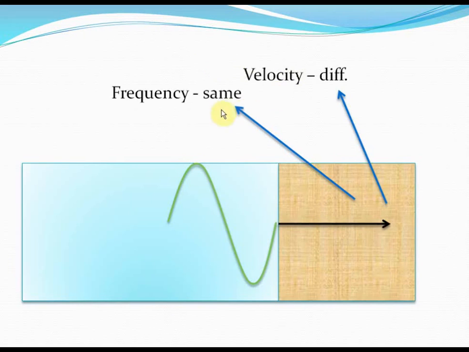Now frequency is same and velocity is different. We know that V equal to F lambda. So the wavelength will also be different, because V different equal to F same into wavelength. So the wavelength will be different. What will happen to the phase angle phi? Well, in this case, since the wave is simply being transmitted, no reflection is taking place. So phi will remain unchanged. Why would it change?